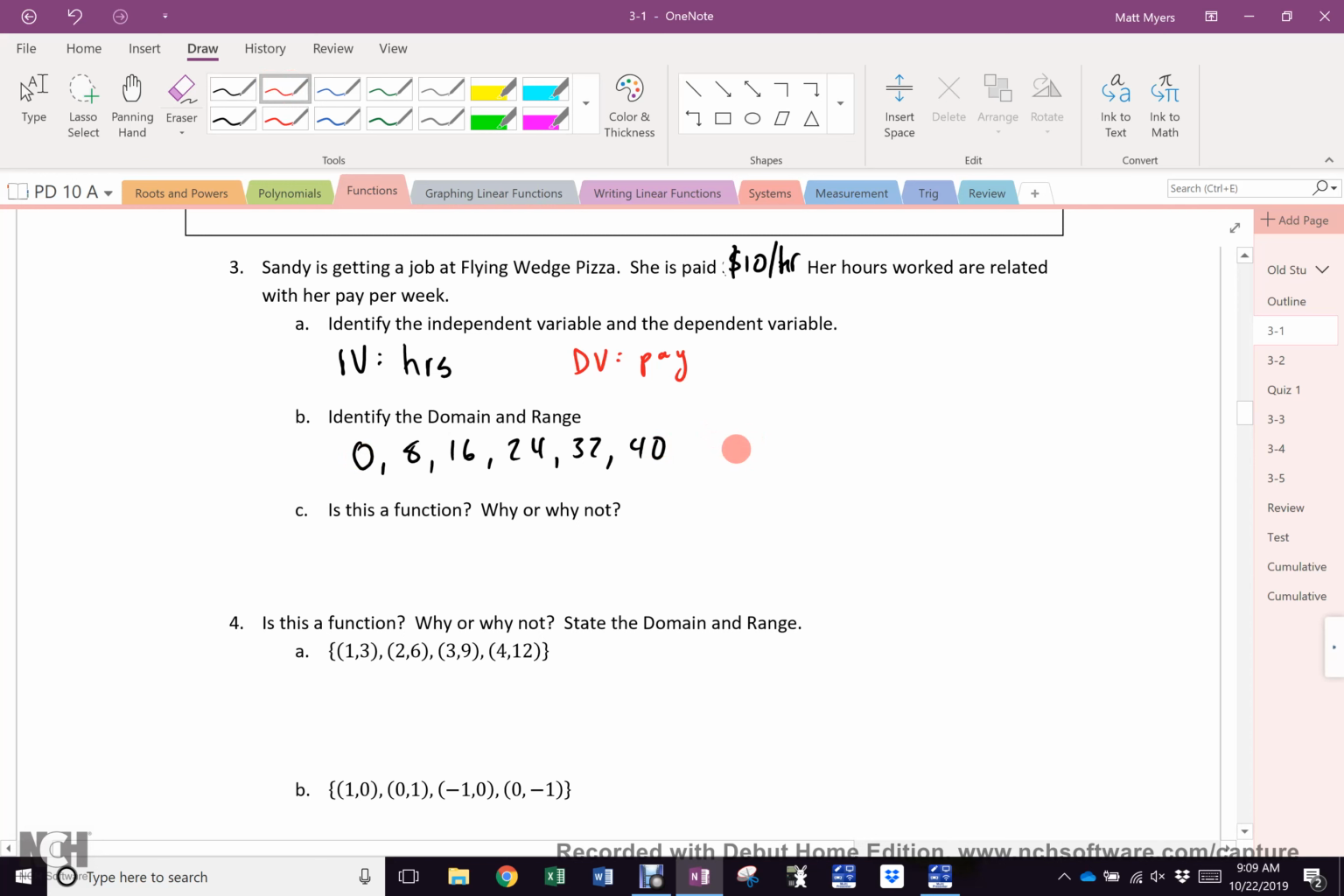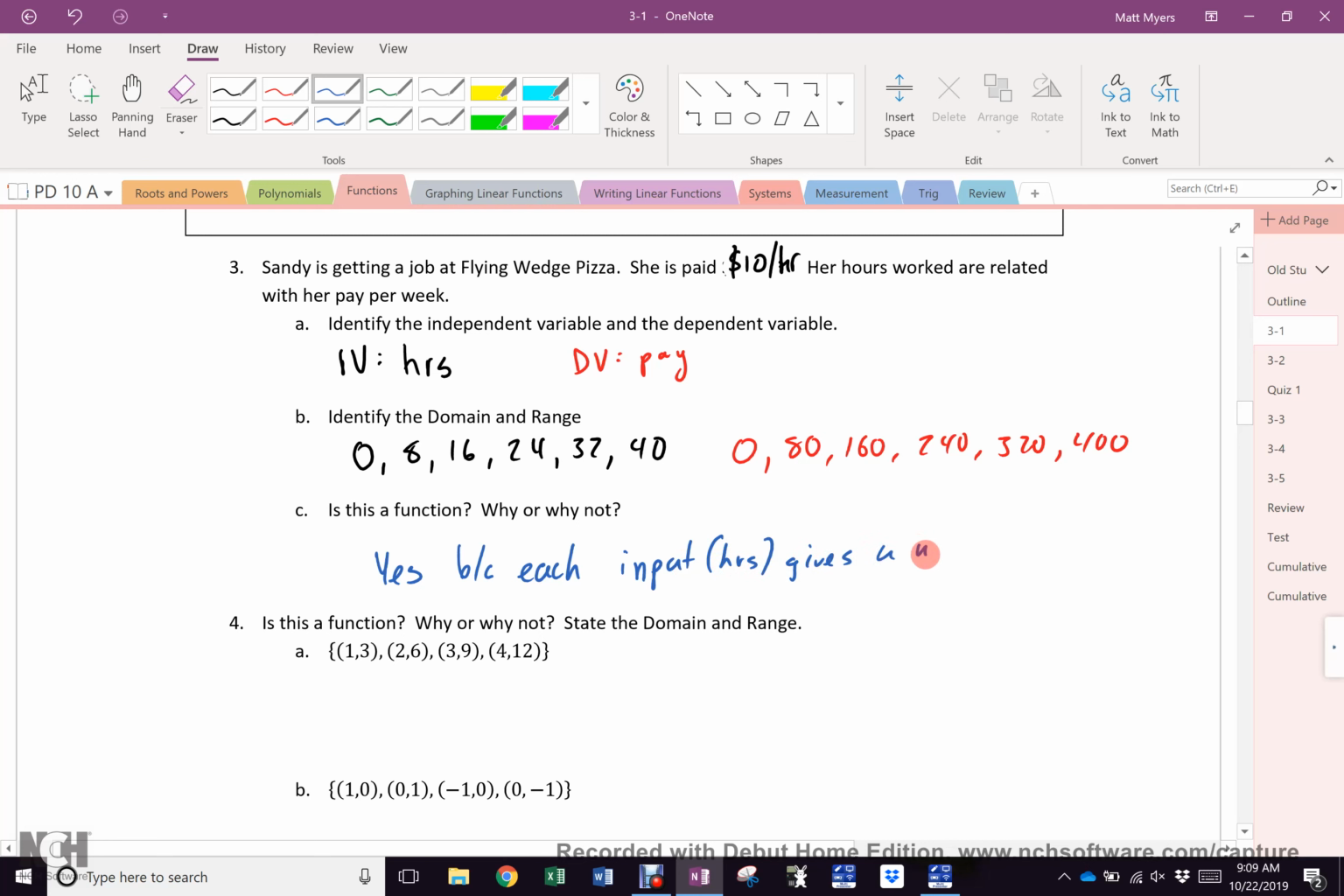$10. If she works 0 hours. Easy peasy lemon squeezy, yeah? Is it a function? Yes or no? Yes. Why? Right. Each input, which was hours, gives a unique output, which was pay. There is no way to earn $160 unless she works 16 hours, right? The boss isn't going to let her work 8 hours and say, you know what, you take an extra $80 just because, right? That's not how it works.